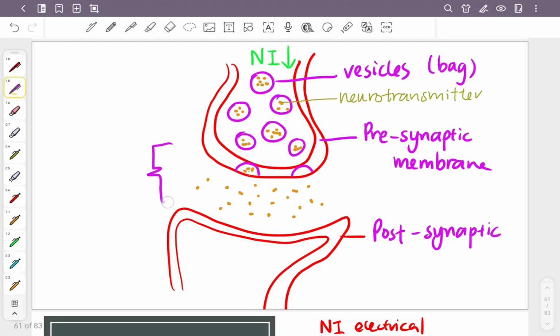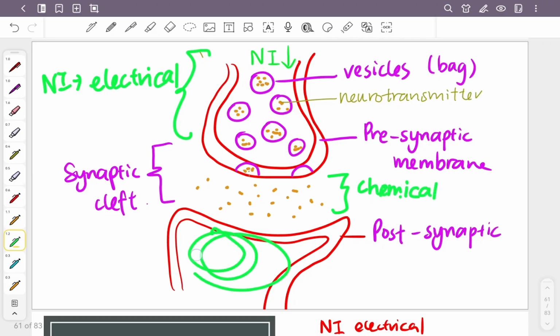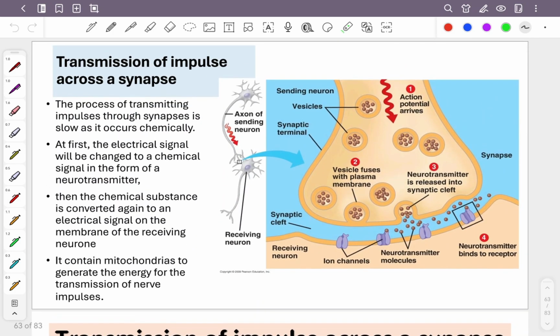And this part is what we call the synapse or synaptic cleft. It's the same thing. Understand? So at this particular part, the nerve impulse is electrical. Then here it is going to be chemical. Until it reaches here, this part, it becomes electrical again. So it's electrical, then chemical, then electrical again. Then it continues. This process keeps on continuing. Now we read the explanation first.